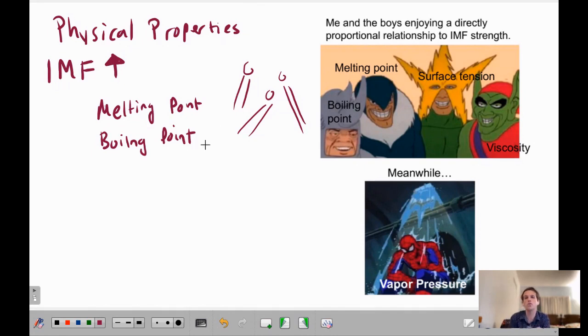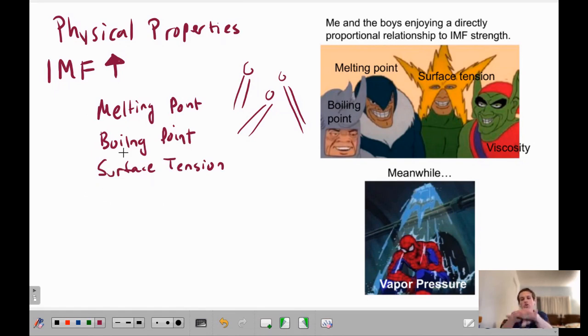To overcome those, you have to add energy. So it would make sense that the boiling point is higher. You've got to add a lot more heat. Same thing with melting point. Also, something called surface tension, which is why water beads up and why some bugs can walk on water. Water has a lot of surface tension because there's a lot of intermolecular force.